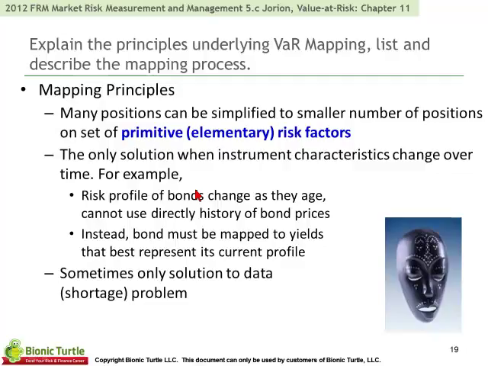So mapping principles include that many positions can be simplified to a smaller number of positions on a set of primitive or elementary risk factors. And this is the only solution when instrument characteristics change over time. For example, when the risk profile of bonds changes as they age, we cannot directly use the history of bond prices. Instead, we want to map to yields that best represent the current profile.